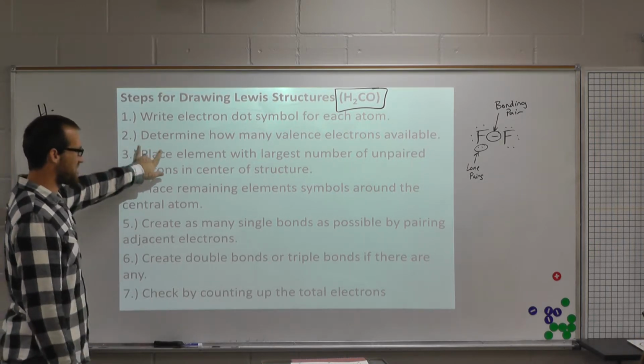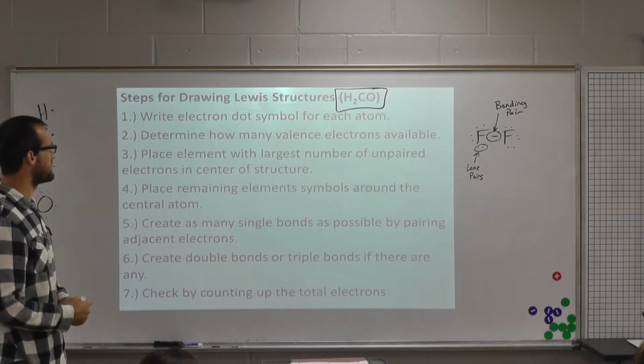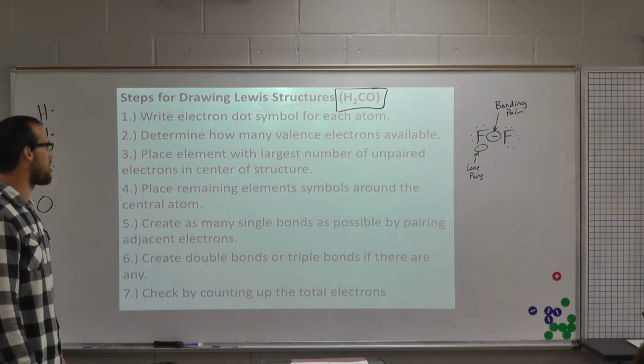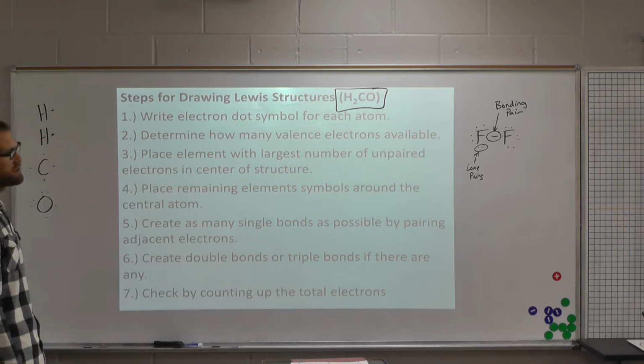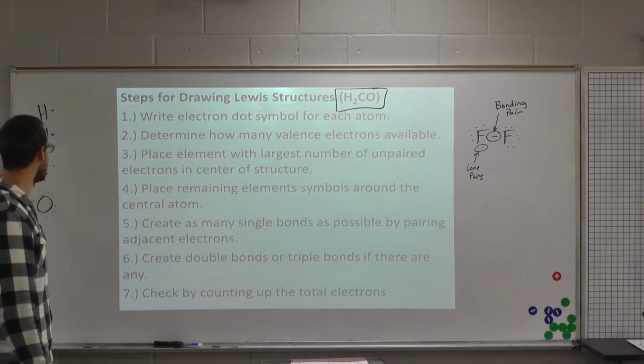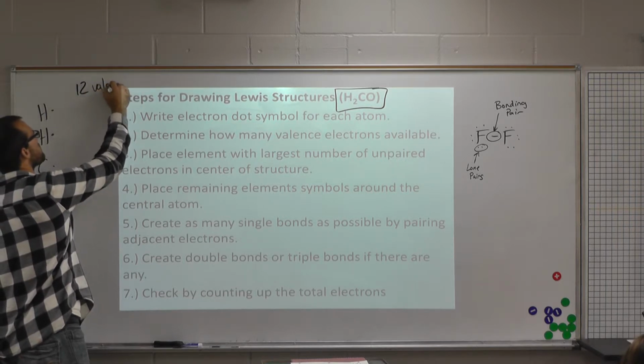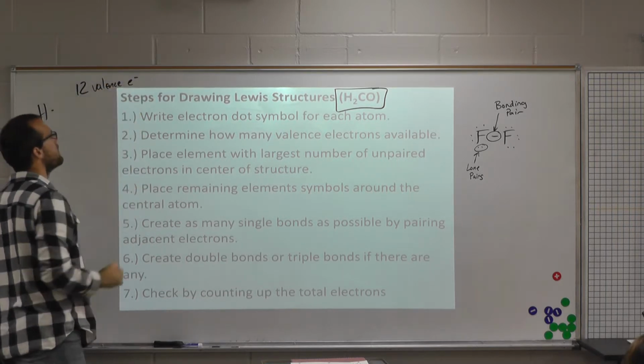Now, I will show you this. You probably won't ever use this. You'll probably get to the point where you can do it pretty quickly. But it says determine how many valence electrons there are. How many total valence electrons does this whole thing have? 14. 1, 2, 3, 4, 5, 6, plus 6 more, 12. Oh, I counted that. Okay?